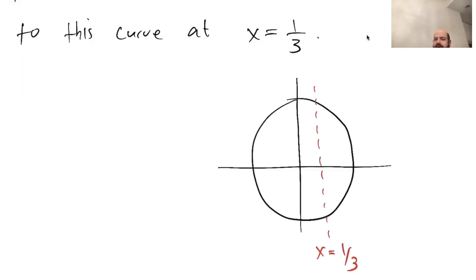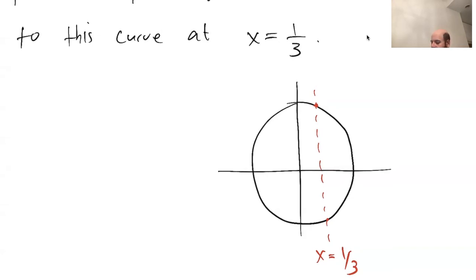At x equals 1/3, we have 2 points of intersection, right? So 1 point here and 1 point here. So we have 2 points on this circle with x value of 1/3, one in the first quadrant and one in the fourth quadrant. So since we have 2 points on the circle with x value 1/3, naturally we expect 2 tangent lines. 1 tangent line at each point. So we'll have 1 tangent line here. And also 1 tangent line here.